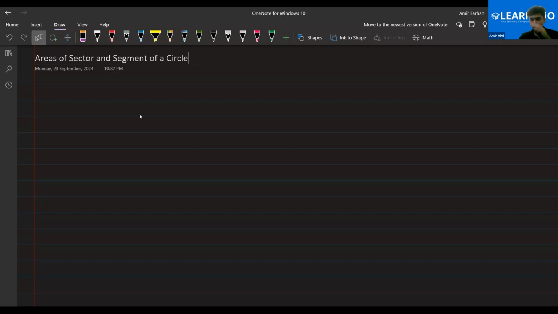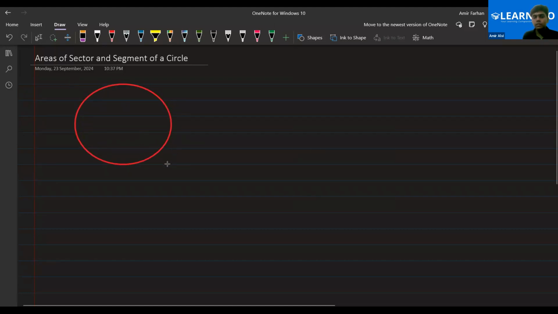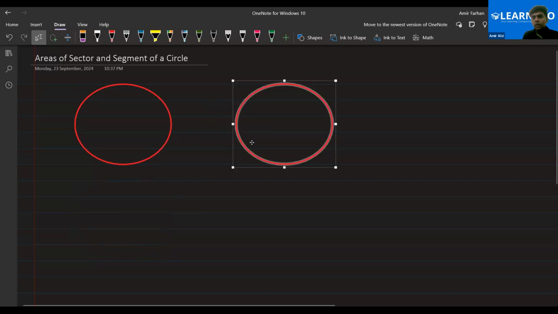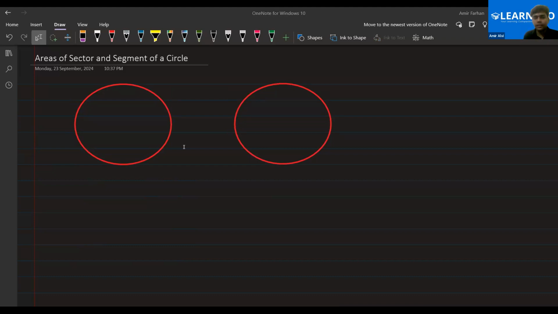This chapter is independent of the circle itself. It says area related to circle, but let's understand the thing first. What is a sector? What is a segment in the circle? In ninth standard there was a thing called a chord, right? Yes, sir. Okay, that's great.